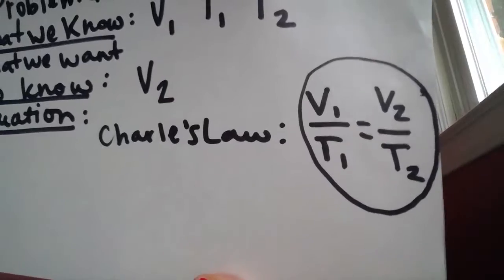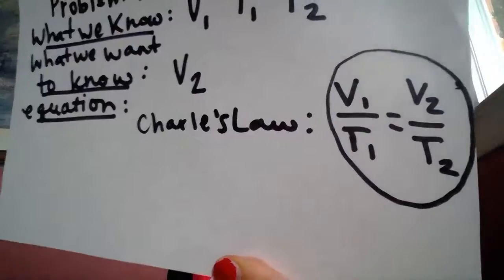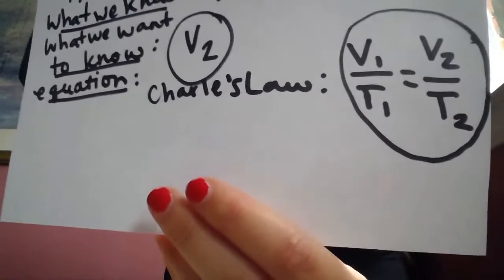Which tells us that V1 over T1 is equal to V2 over T2. So that is our equation that we're going to be using: V1 over T1 is equal to V2 over T2. So we want to get what? We know that we want to solve for V2, so we want to get V2 alone. In order to do that, we just multiply both sides by T2.